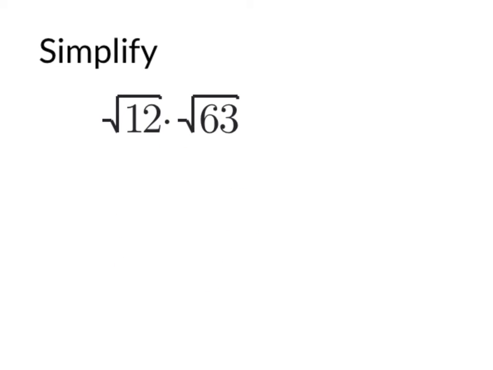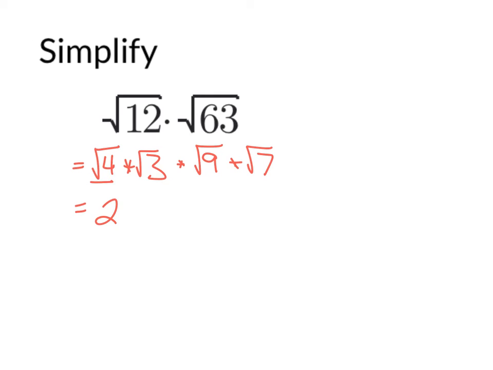And if we have square root of 12 times the square root of 63, take it in pieces. That's square root of 12. 12 is 4 times 3. For the square root of 63, 63 is 9 times 7. Looking at all of our pieces, the square root of 4 is 2. Square root of 3 we can't simplify. Square root of 9 we can simplify. And the square root of 7 we cannot, so it'll stay square root of 7.